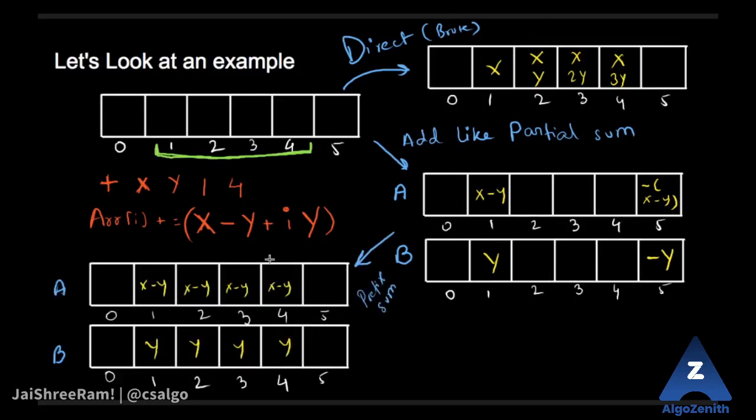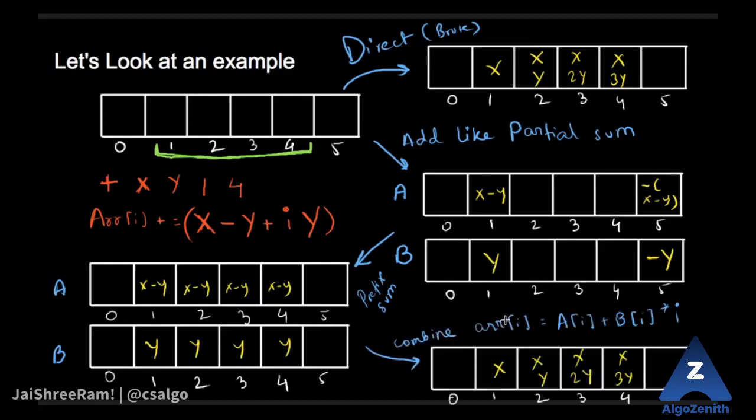Suppose we had only this query. We would have just done this in separate arrays A and B, and then taken a prefix sum. If you take a prefix sum, this would contribute to the range 1 to 4, and this would also contribute to the range 1 to 4. So you would get these two values as prefix sums, and these would be the final arrays. The empty cells would be 0 obviously, and then we combine these two using the combine rule that ARR of I is equal to A of I plus B of I times I.